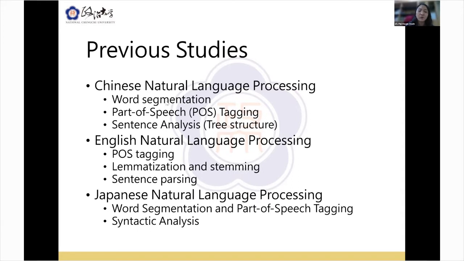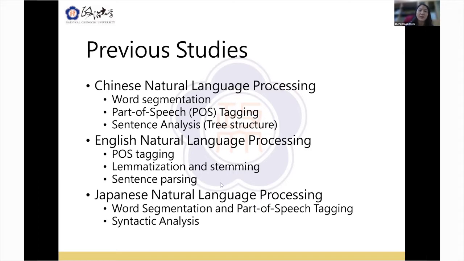And then we also need to do the POS, part of speech tagging, also for Japanese. And we also need to do the English analysis, the English word and sentence analysis using the same technique, part of speech POS tagging. The difference is that English has to utilize lemmatization and stemming. And the final step is sentence parsing.